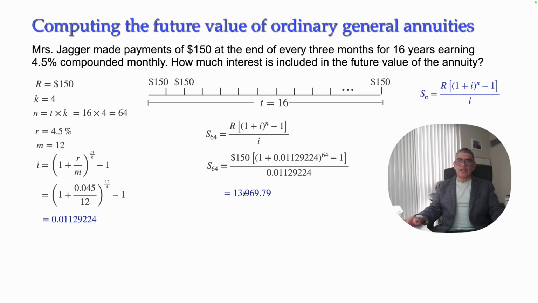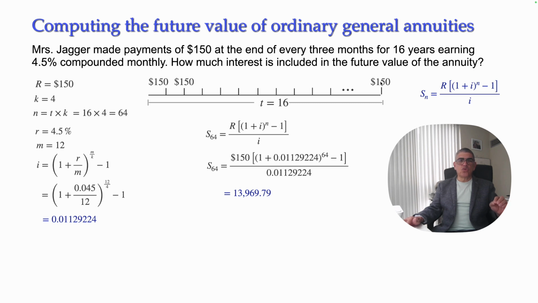This is the future value, but the question is how much interest is included in the future value of the annuity. This future value is actually all the payments plus the interest that was earned on every payment. This 150 is earning interest from the beginning. After the first quarter, this 150 starts earning interest. This 150 has earned interest for n minus 1 periods. So every 150 payment has earned interest. The only payment that doesn't earn interest is the last payment.